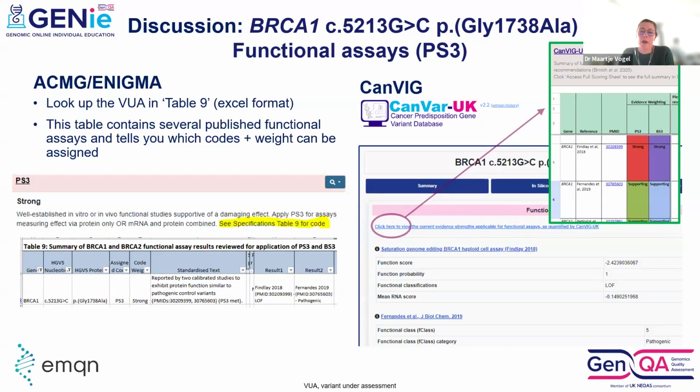When you use the CanFIG guidelines, you can go to the CanVIG-UK website and look up your variant. And also there you find a very nice digest of the functional data that is available for this variant. When you click on the link, an Excel opens, and in this Excel you can also very easily find which weight you should apply to your specific study. And in this case, you also get to PS3, so a strong piece of evidence for the functional data. Next slide, please.